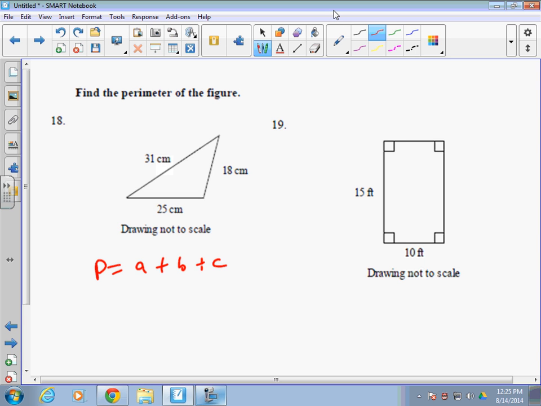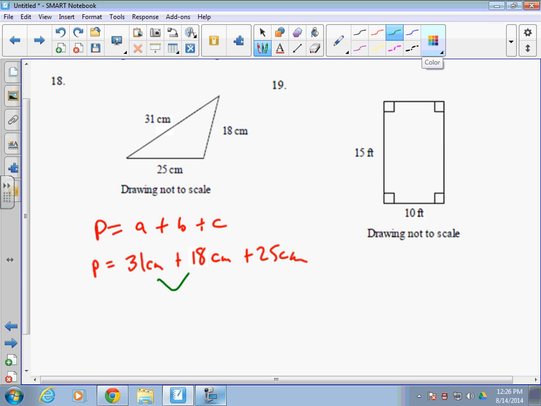But in this case, you're going to do 31 centimeters plus 18 centimeters plus 25 centimeters. And then when you add all of those numbers up, you do them two things at a time. 31 and 18 is going to be 49, and then 49 centimeters added to 25 is going to give you a perimeter of 74 centimeters.